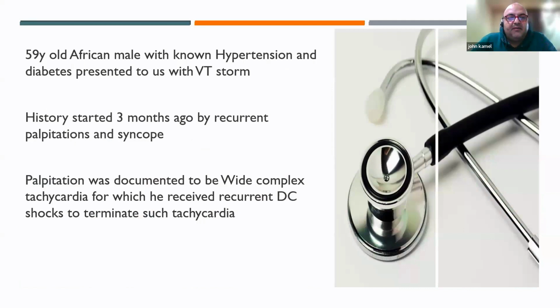Our case is a 59-year-old African male with known hypertension and diabetes who presented to us with VT storm. His history started 3 months ago with recurrent palpitation and syncope. The palpitation was documented to be a wide complex tachycardia, for which he received recurrent DC shocks to terminate such tachycardia.